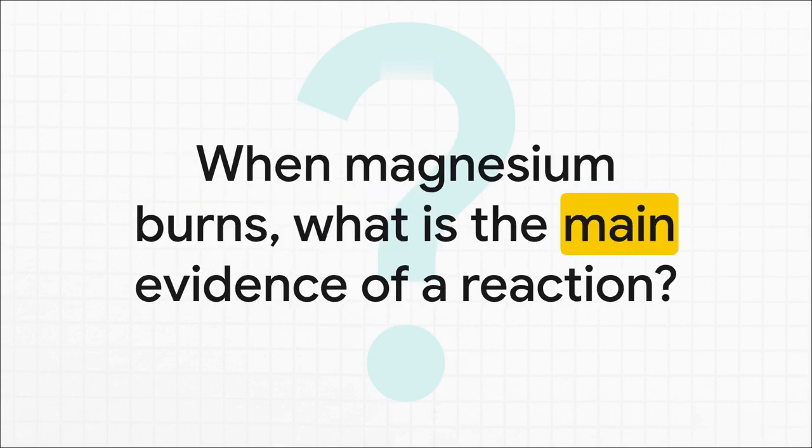And question number 2. When we burned that magnesium strip, what was the biggest, most obvious piece of evidence that a reaction was going on? Yep, it was B, that release of brilliant light and intense heat. That huge release of energy is a classic sign of a chemical reaction.